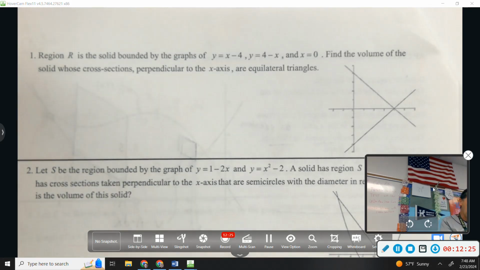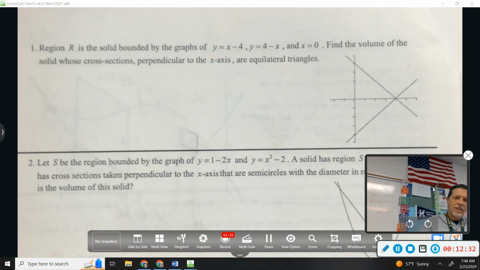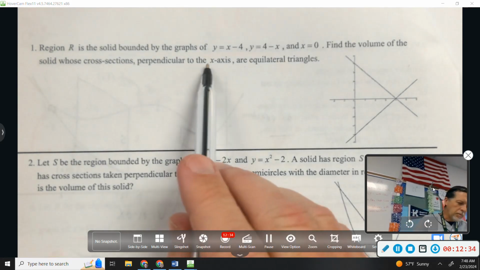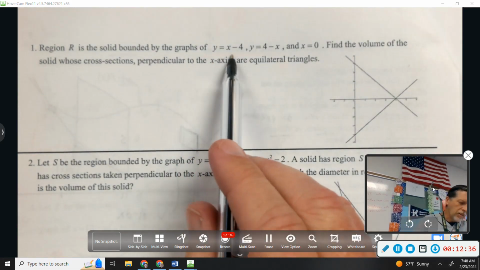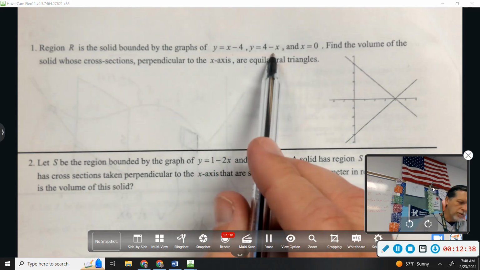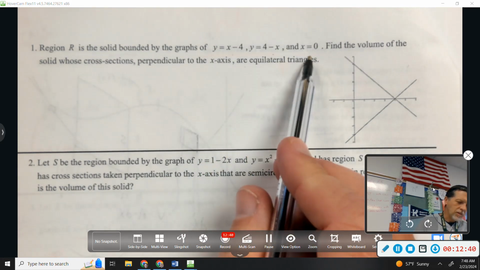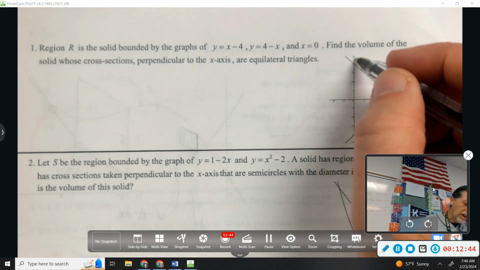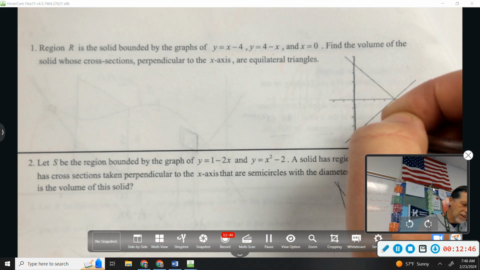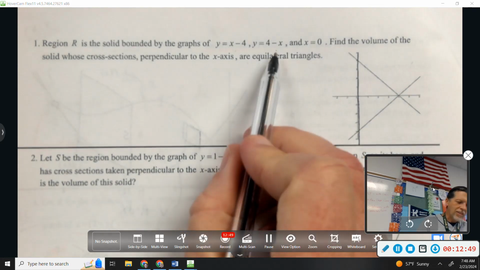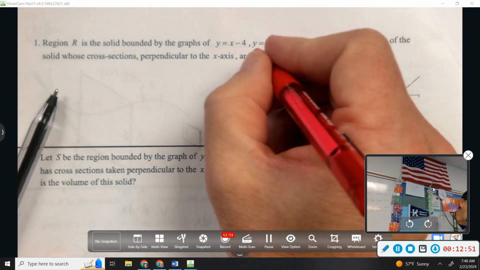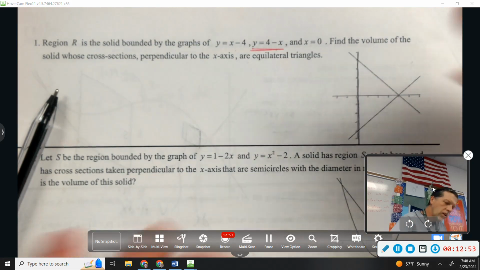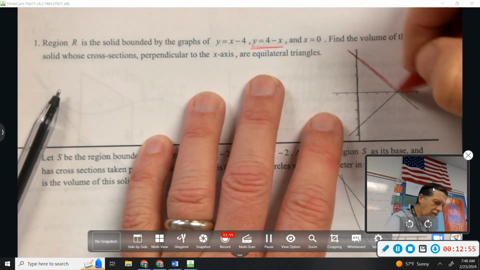Okay, some actual problems here. We are not going to get through all these, and that is okay. Region R is the solid bounded by the graphs of y equals x minus 4, y equals 4 minus x, and x equals 0. Okay, we got to figure out where these things are here. X equals 0, that's an easy one. 4 minus x, that has a negative slope and starts at 4. So I know that's that one.